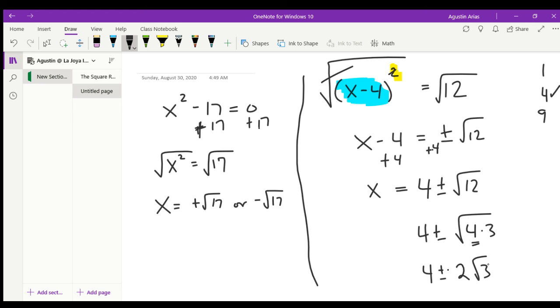Okay. Let's see, what other type of equation might come out? I can do another one of those. Okay, let's see.